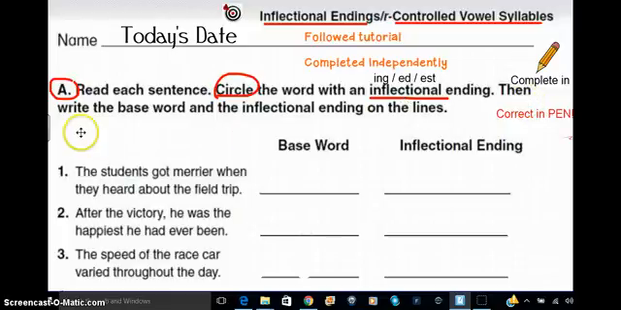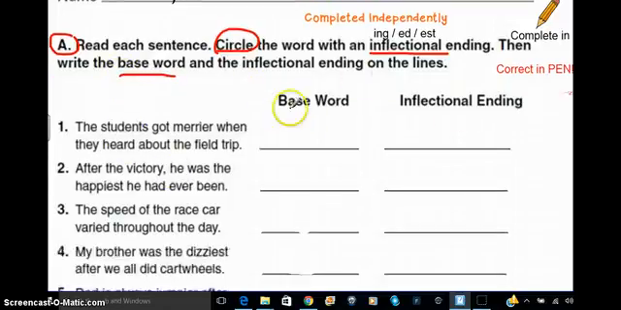And then we're going to write the base word, some of us call it the root word, and the inflectional ending on the line. So what they want us to do is read the sentence, find the base word, and then find the inflectional ending. So let's go ahead and complete it in pencil. Let's look at the first sentence.